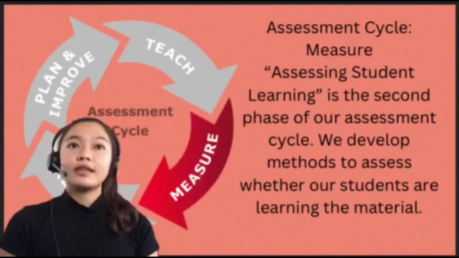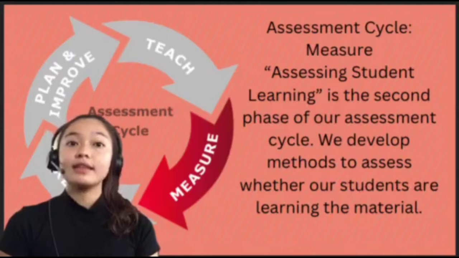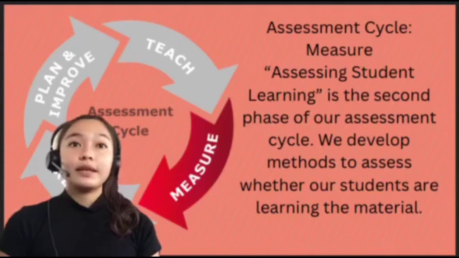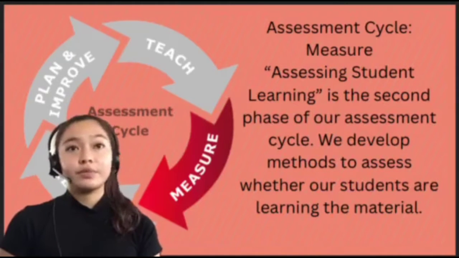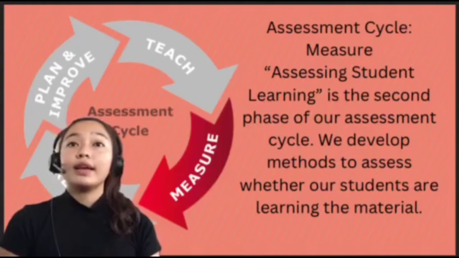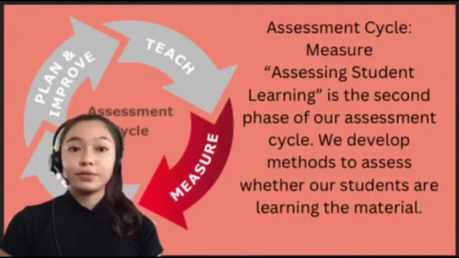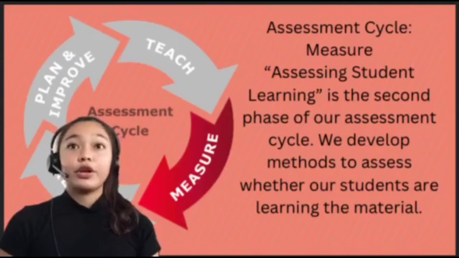So examples sa direct measures are the standardized exams, locally developed exams, oral exams, minute paper, simulation, project evaluation, etc. While indirect measures are the written surveys and questionnaires like the student's perception, alumni perception, employer perception of the program, exit and other interviews, focus group, and student records.